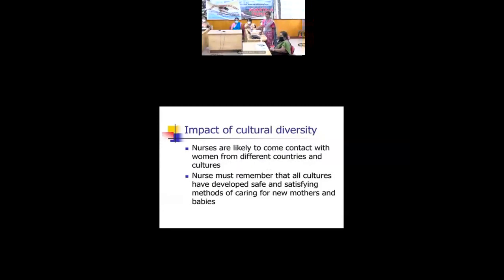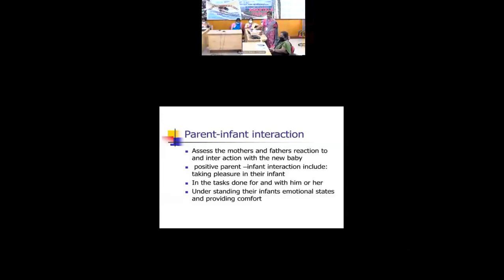Psychosocial assessment during the postpartum period: impact of the birth experience by inviting the partners to review the event and describe how they feel helps the nurse assess how they understand what happened and how well they have been able to put their childbirth experience into perspective. These things we have to understand. Impact of cultural diversity also. Nurses are likely to come in contact with women from different countries with different cultures. So we must respect their culture.